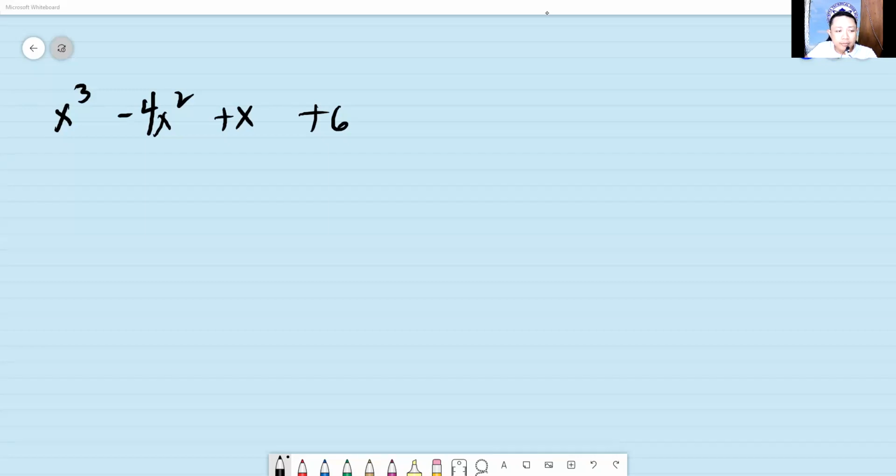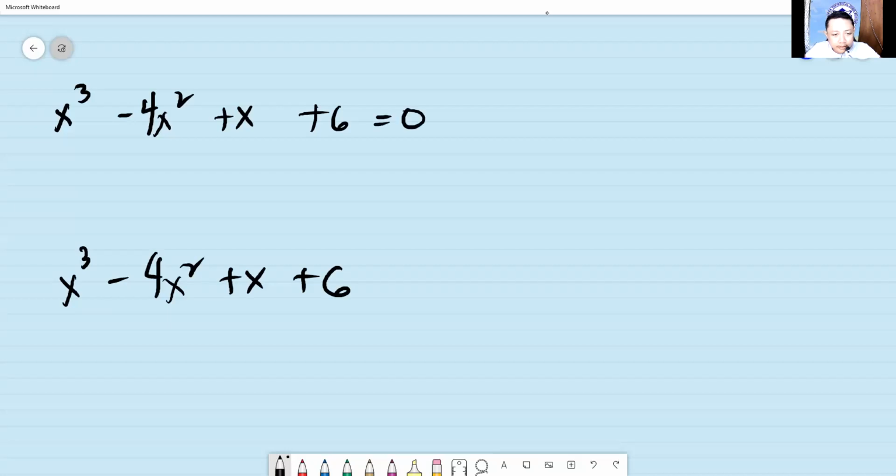Two types of or two forms of polynomials. We have this. This is equal to 0. And this is y is equal to. Okay, game. What type of polynomial is this if it is equal to 0? What type of polynomial is this if we have equal to 0? Type it in the chat box, please. What form of polynomial is this?